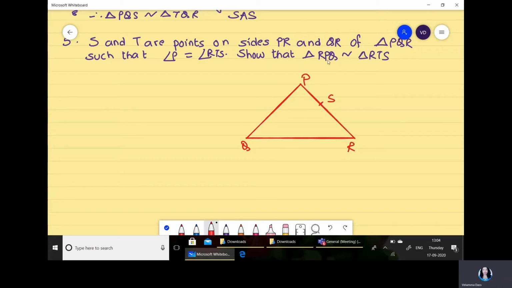T is a point on the side QR. I have drawn it anywhere, as they have not specified. So S is a point on the side PR and T is a point on the side QR of triangle PQR. They have also given that angle P equals angle RTS. Let's join this. So we find that angle P and angle RTS are equal. We are supposed to prove that the bigger triangle RPQ is similar to RTS. When the diagram is not given, it is mandatory that you draw the diagram. Then you get a clear visualization of how exactly it looks.